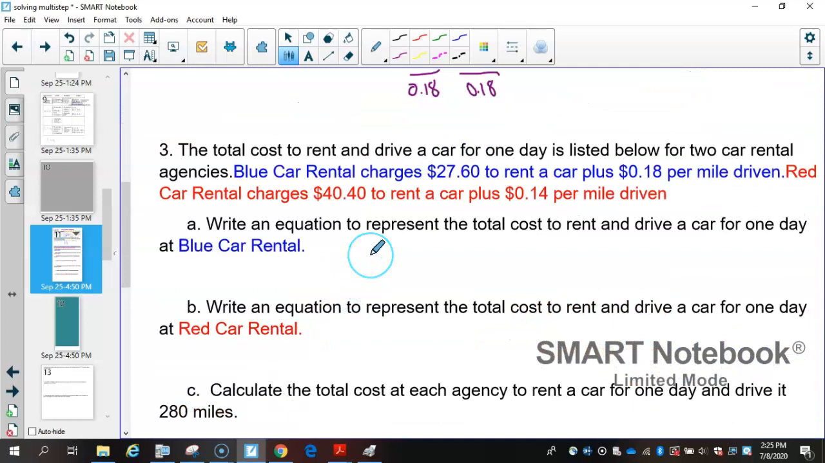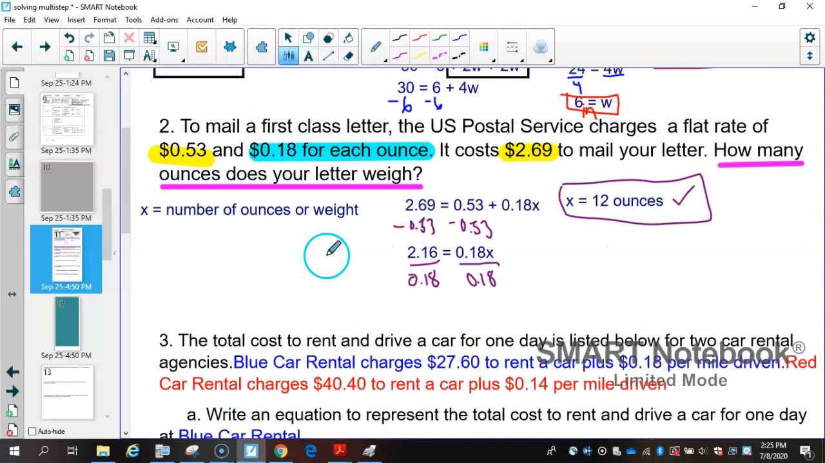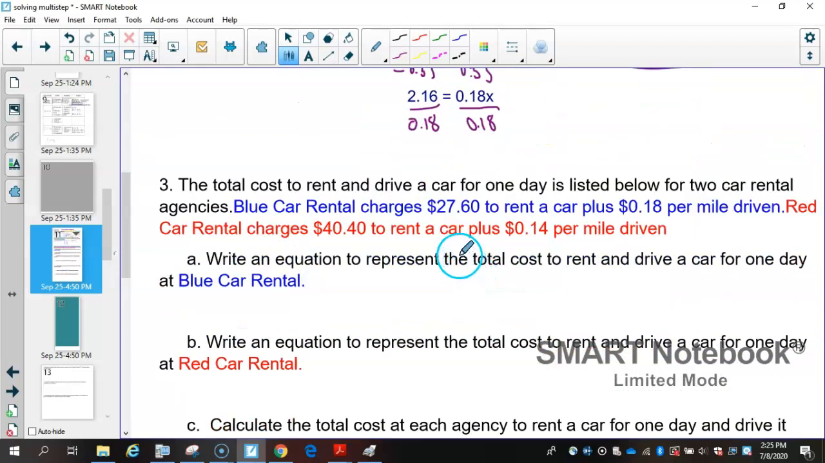Okay. This next one looks complex, but it's very similar to number 2. There's just more steps to this. Alright, and this next one, I'm going to read this part and then we're going to walk through each. The total cost to rent and drive a car for 1 day is listed below for the 2 car rental agencies. Blue Car Rental charges $27.60 to rent a car plus 18 cents per mile driven. Red Car Rental charges $40.40 to rent a car plus 14 cents per mile driven.